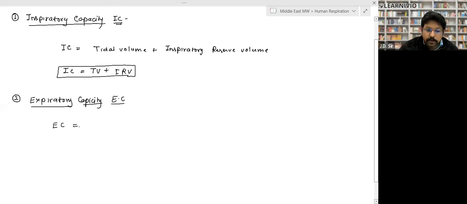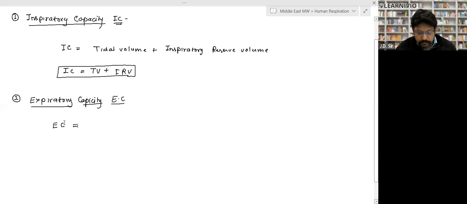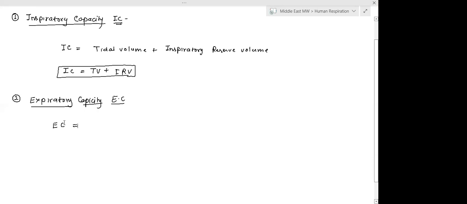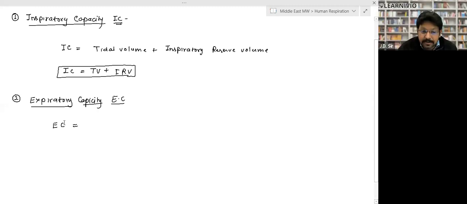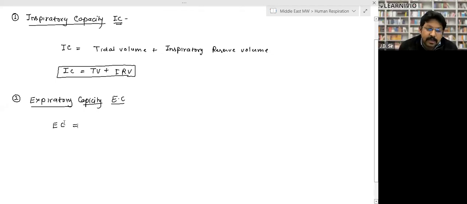So what will be the formula for EC? Can anybody tell me? Sir, it will be the same as IC. No, it's not the same as IC. It will be different. One thing I want to tell you is that you cannot expire the same amount of air which you can inspire. Your inspiratory capacity is more and expiratory capacity is less.